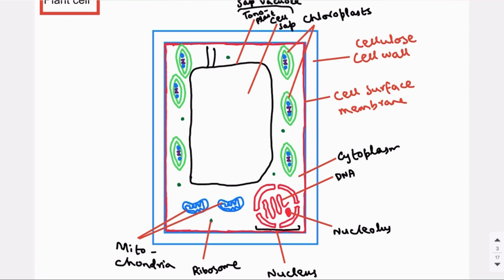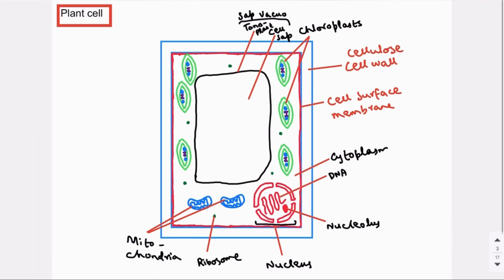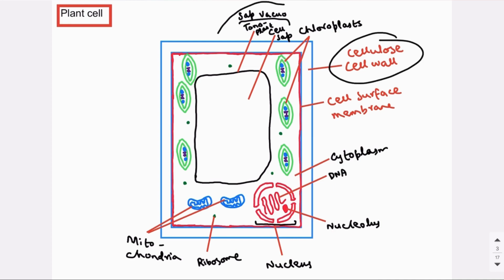And the cytoplasm contains organelles like the nucleus, mitochondria, ribosomes, chloroplasts in some plant cells. So the structures unique to the plant cells are cellulose cell wall, chloroplasts, and the sap vacuole. And you need to know that cellulose cell wall and sap vacuole, they're found in all the plant cells, whereas chloroplasts are found in some plant cells.